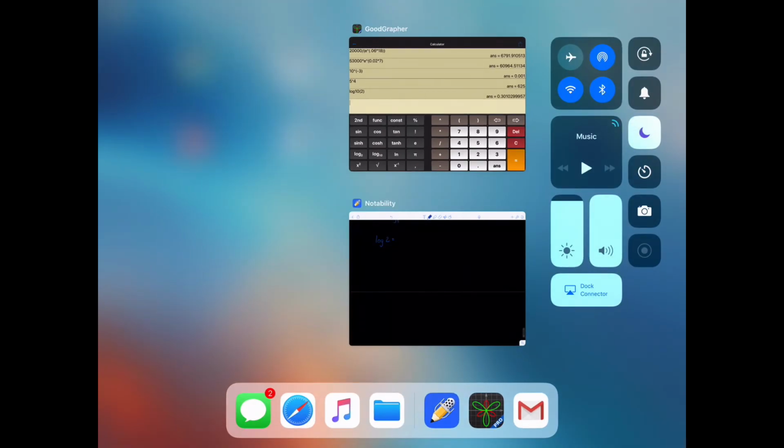So we have 0.301, and the number continues forever. We have a non-repeating pattern. But what if, and here's another one, what if I asked you to take the natural log of 5? Well, let's go back to our calculator.